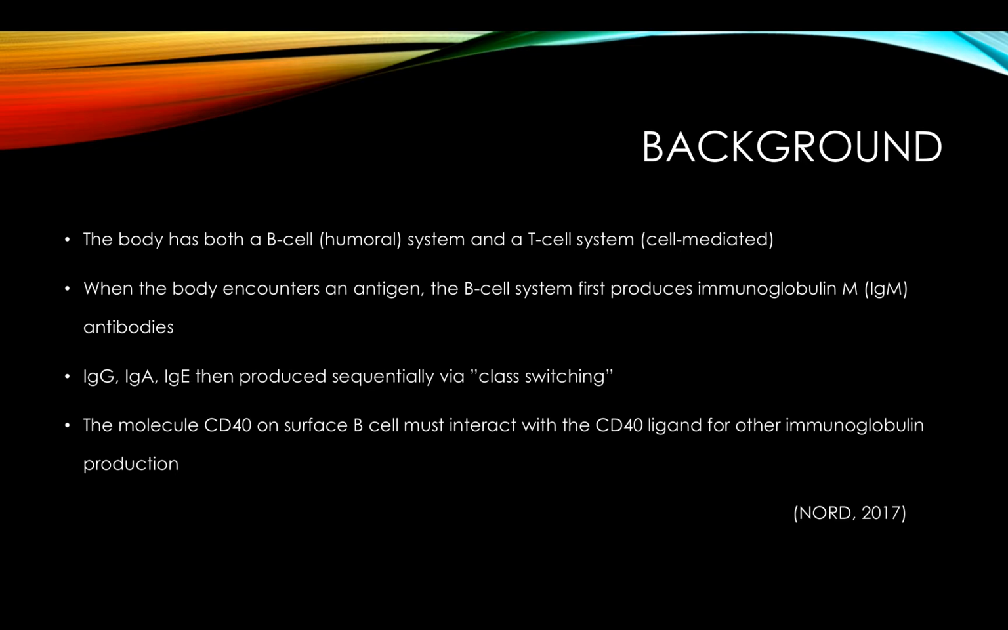When the body encounters an antigen, the B cell system first produces immunoglobulin M, or IgM, antibodies. There are other classes of immunoglobulins such as IgG, IgA, and IgE that are also very important in fighting infections. Normally, after IgM is produced, the other immunoglobulins are then produced sequentially during a process called class switching recombination. In order for this class switching to happen, the molecule CD40 on the surface of the B cell must interact with the CD40 ligand.